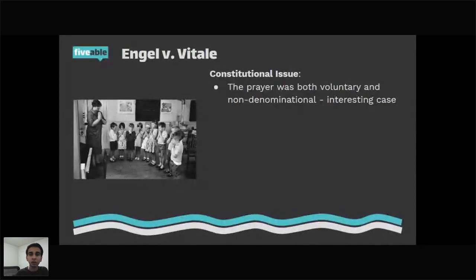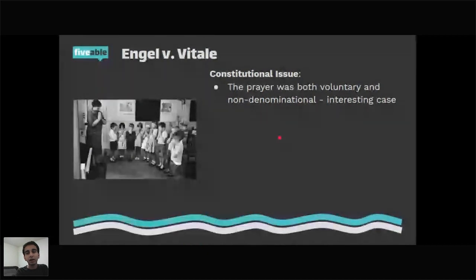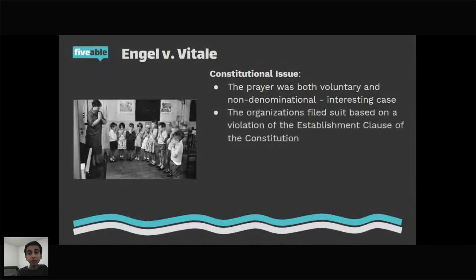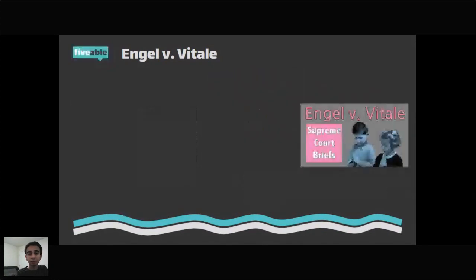So it was tried once at the state or local level, and then tried later at the federal level. In terms of the constitutional issue that Engel versus Vitale dealt with, the prayer was voluntary and non-denominational. So it didn't adhere to a specific religion, and you didn't have to say it. However, it still goes against the Establishment Clause because it still advocated for the presence of religion and religious activity. So people that didn't have a religion or didn't want to participate in religious behavior might think that they have to just because this is happening.